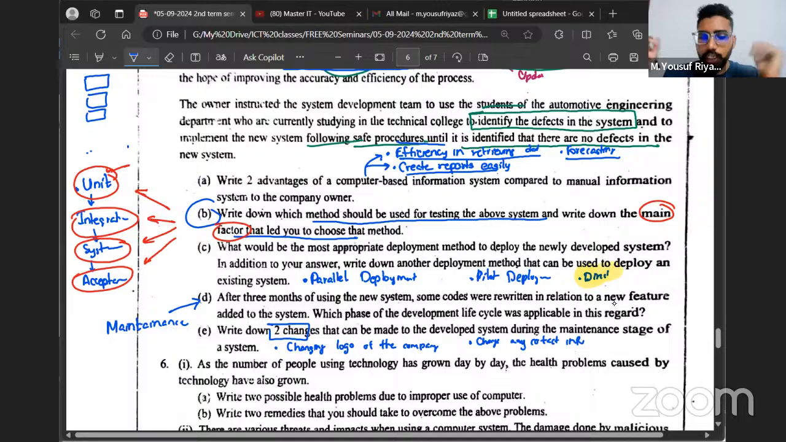Adding new pages to the website. Now, adding new pages again, it's your identify requirements, and it's a completely new process. So normally we don't consider large changes as maintenance. Large changes, we restart the whole SDLC. Got it?